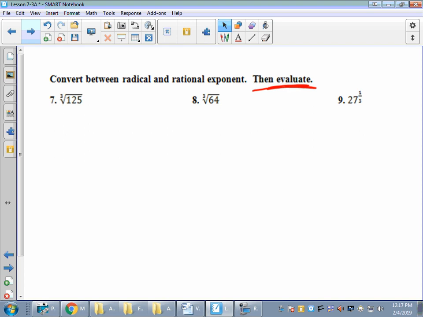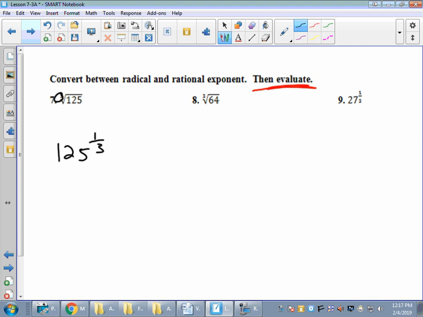The cube root of 125. So we could write that 125 to what? Well, it would be to the 1/3 power, right? Because this root is 3, so that's going to be the denominator of your fraction. So it'll be 125 to the 1/3 power.